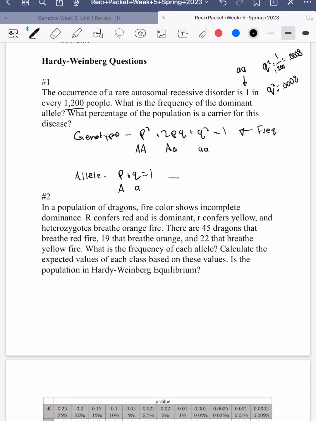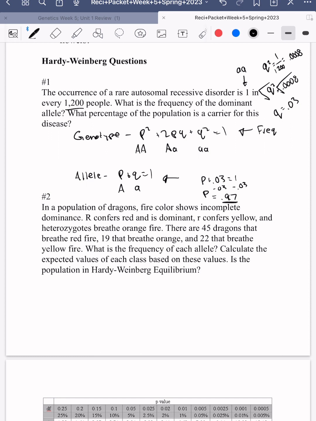Now, the question is asking, what is the frequency of the dominant allele? We know that the allele equation is p plus q equals 1, but we're given q squared. So in order to get q, we simply have to square root both sides, so now we get q equals 0.03. Now we plug this back into the allele equation, so p plus 0.03 equals 1. If we subtract 0.03 from both sides, we get p equals 0.97. So 0.97 would be the frequency of the dominant allele.